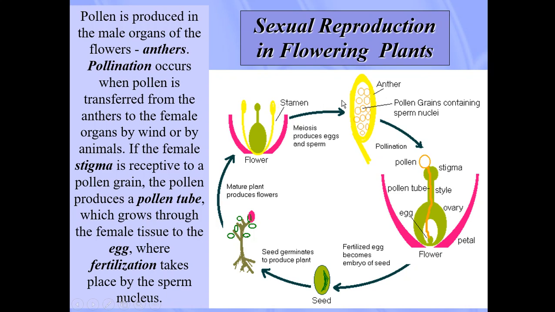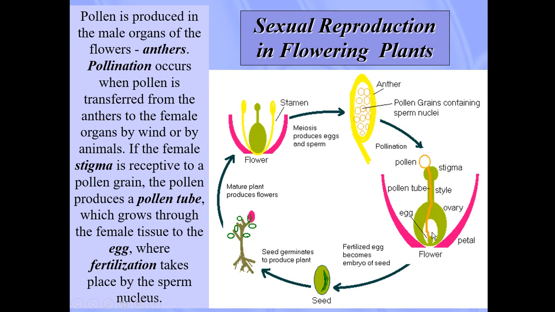Okay, so sa taas ng stamen, you call that the anther. Yung sa anther, dyan mo makukuha yung mga pollens or pollen grains. So, meron dyang sperm sa loob. Then ito yung sa gitna naman, you call that a style, or stigma. Diyan nag-attach yung pollen and yung pollen bababa papunta sa egg.